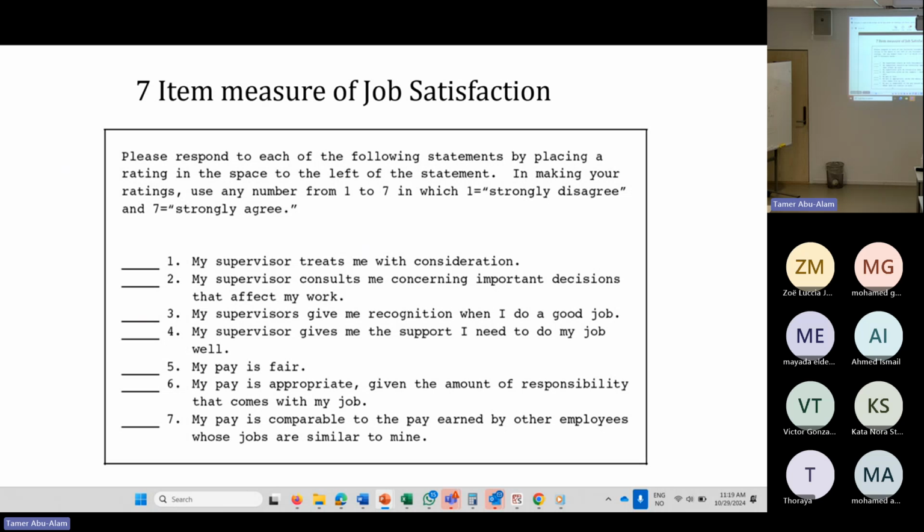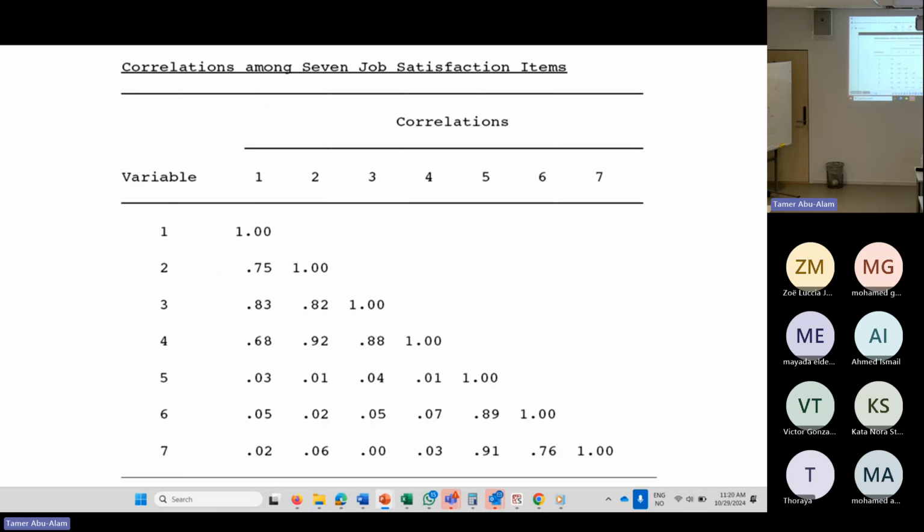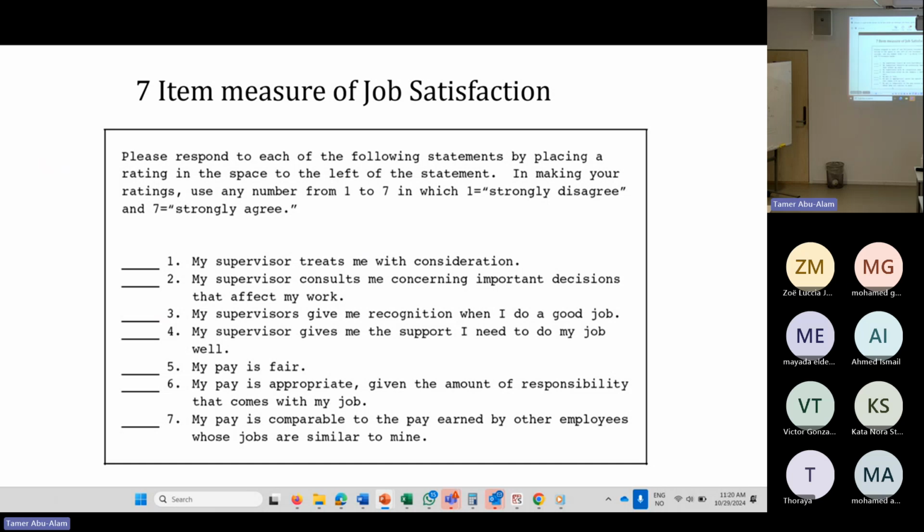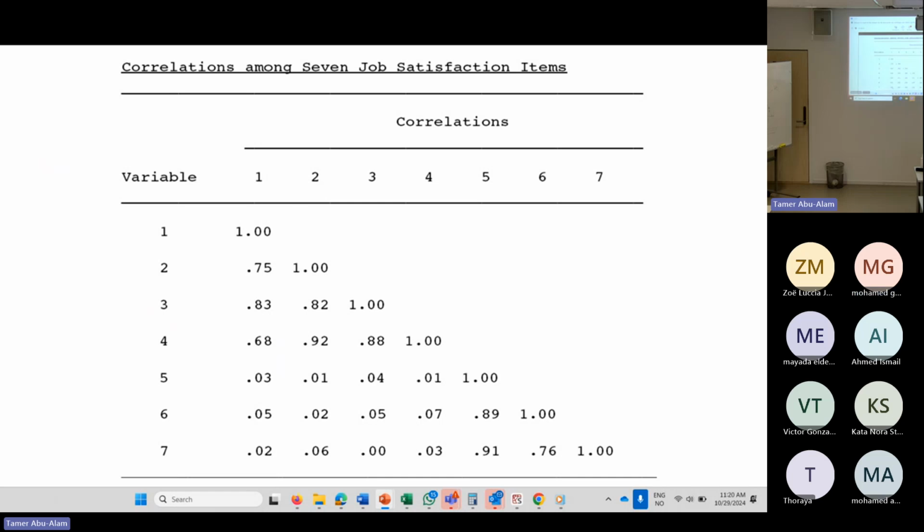If we say that there is a questionnaire and we need to rate these 7 questions from 1 to 7, like "my supervisor treats me with consideration," "my supervisor consults me concerning important decisions in my work," and so on. And I asked you to give a scale from 1 to 7 to answer these questions. And then try to correlate these questions with each other. You will end with such correlation coefficients.